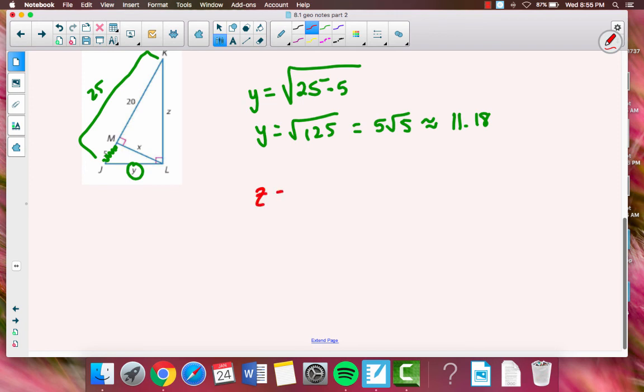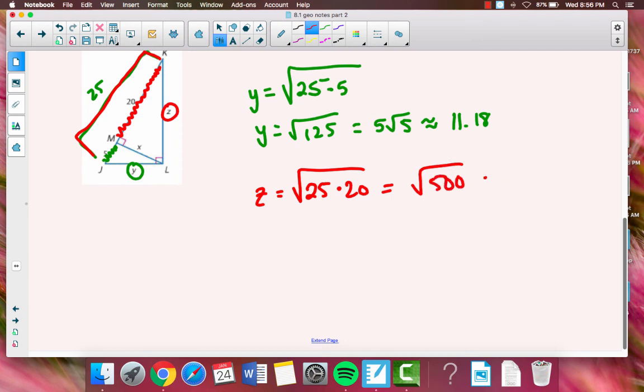So z, that's our leg, this one right here, is equal to the square root of the whole hypotenuse, 25 again, times the portion of the hypotenuse closest to z, so times 20. Now we multiply 25 times 20, which gets us the square root of 500. If we reduce it down, we get 10 root 5. If you're having trouble reducing radicals like this, please ask me in class, and I will gladly go through that with you. It's a really important skill to have, especially if you're getting ready to take I-STEP or anything like that. Decimal-wise, this would be 22.36 if they asked for it.